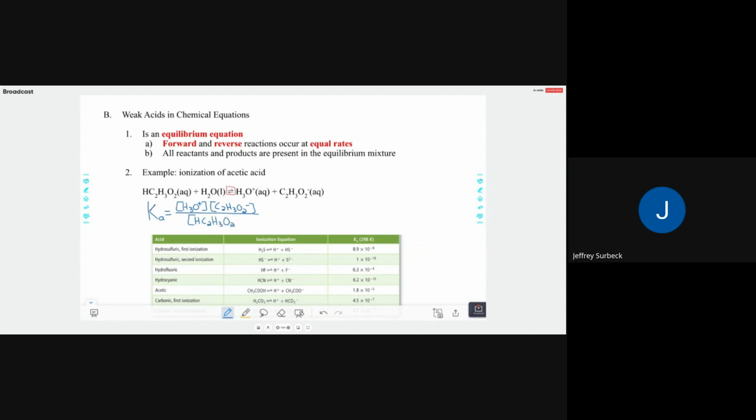Okay, so that's how we write our Ka. All right, that's an important takeaway that we have here. All right, only about 5% of this H that I'm highlighting right now breaks away from that original acetic acid.